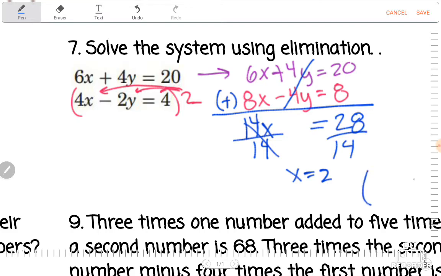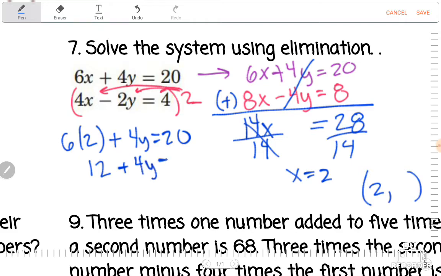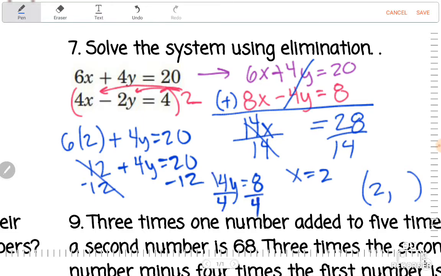I have part of the point, right? I need the y now. So I plug it into one of the equations. Let's say I plug it into the first one. So 6 times 2 for x plus 4y equals 20. 6 times 2 is 12. I subtract 12 from both sides and get 4y equals 8. Divide both sides by 4, and I get y equals 2. So I get the point 2 comma 2.